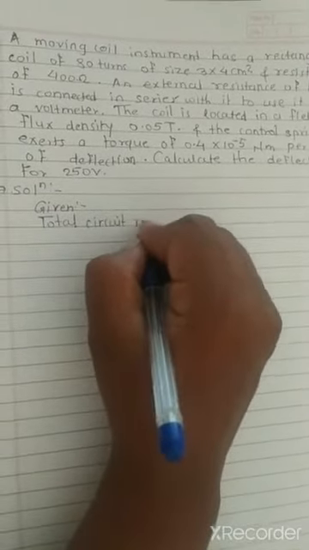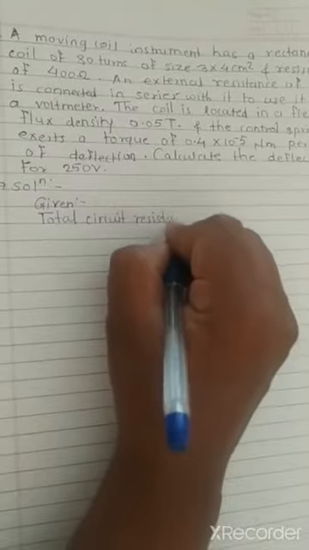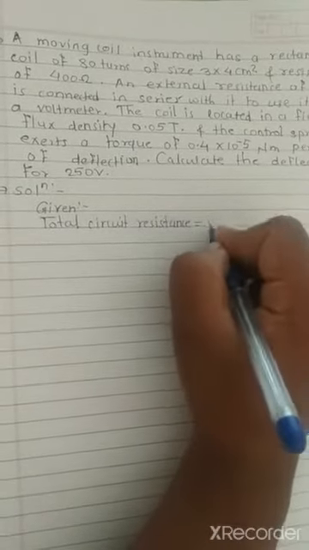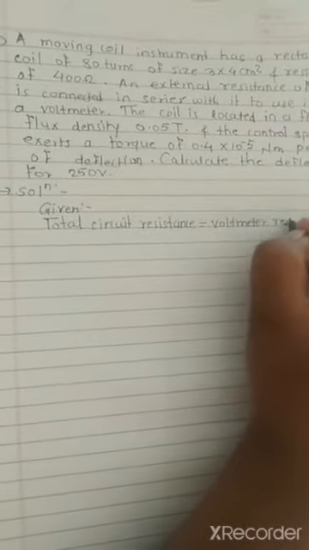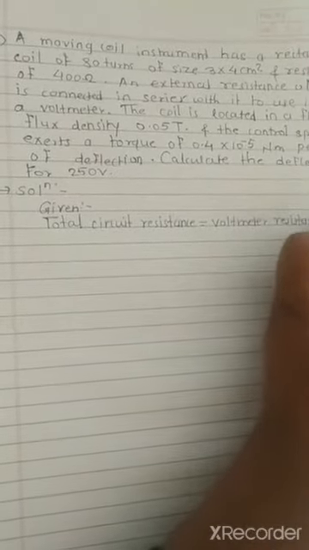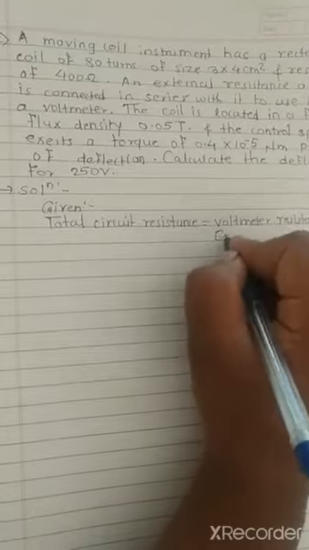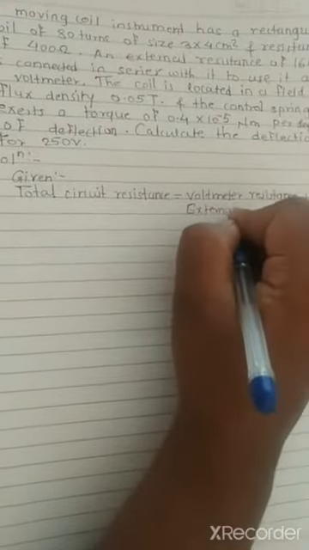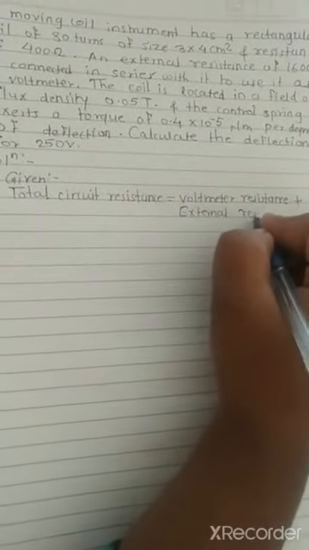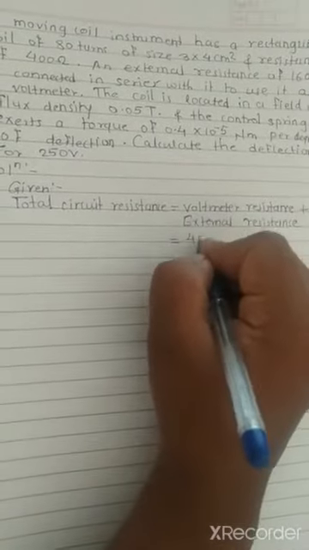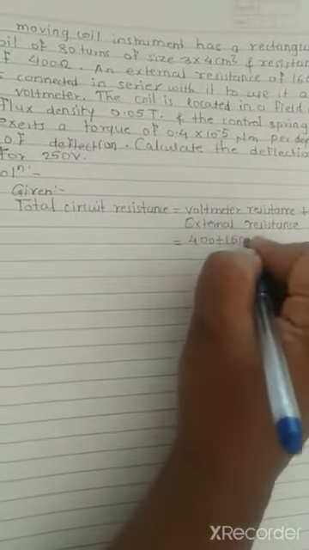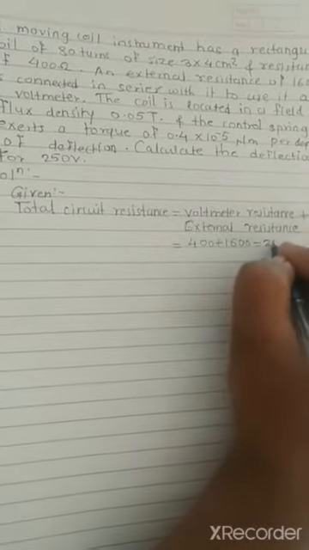Total circuit resistance is equal to voltmeter resistance plus external resistance. It is equal to 400 plus 1600, and the total resistance is 2000 ohm.